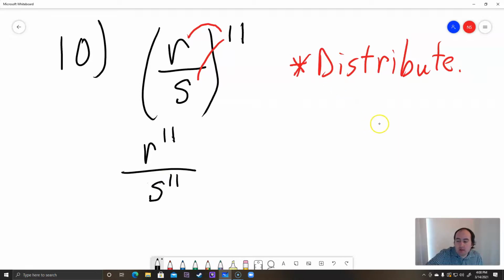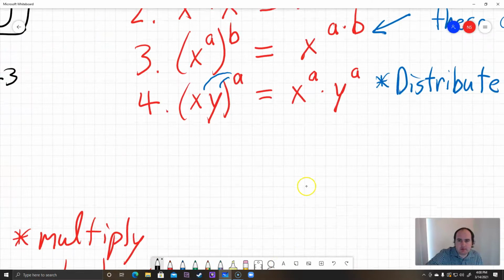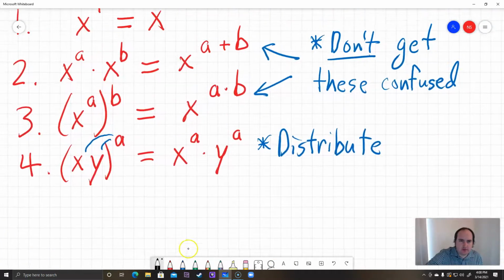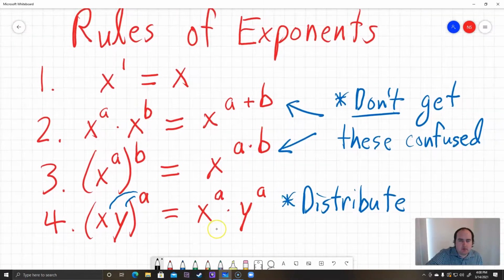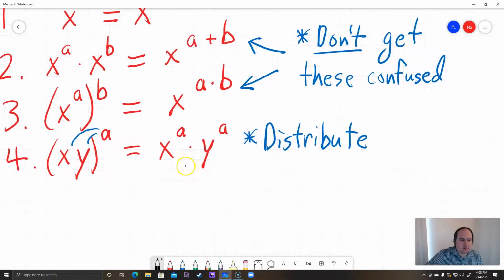Okay, so what did I do there? I just distributed. Now technically this is a new rule, so let me go back up to our rules, for those of you who like rules. Okay, so rules of exponents. I'm going to scroll down a bit. This is rule number 5.